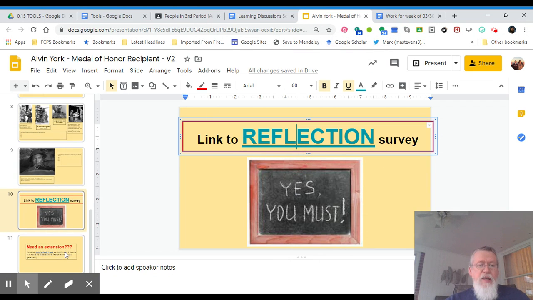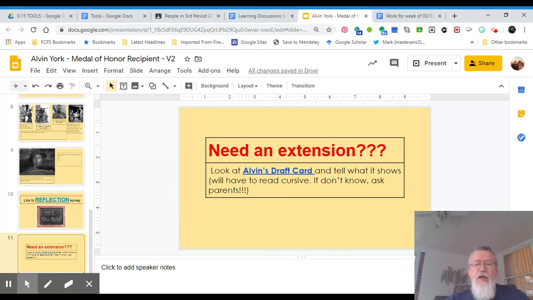And then this thing here, this is kind of fun. It's Alvin York's draft card. Now, some of it is written in cursive, so if you don't know how to read cursive, you might want to ask your parents to help you on that. But this really kind of is what we're talking about.